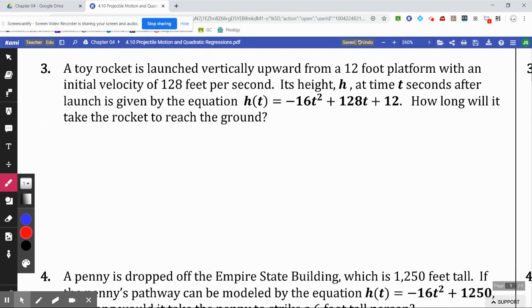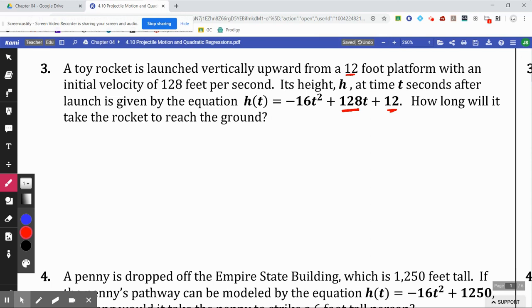Number 3, a toy rocket is launched from a 12-foot platform with an initial velocity, that's the starting speed, and we know that that speed actually slows down as it goes up. And oddly enough, once it hits its maximum height, the speed right here is 0. And then it starts speeding back up again. Okay, but anyway, back to the problem. 128 feet per second is the initial speed. Its height, h, at a time t after the launch is given by the following equation. So obviously it's fired from a 12-foot platform, like we said.